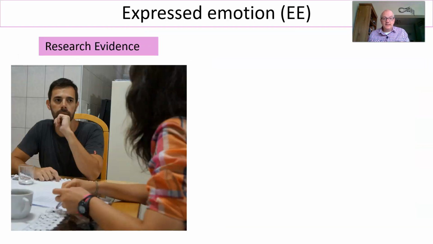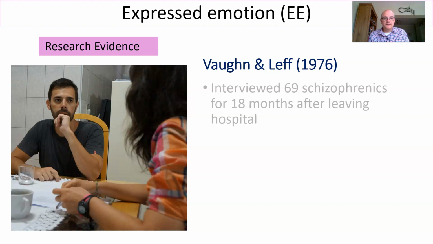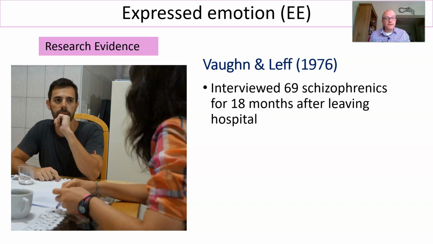Now, our second idea, let's put some research evidence in there. So who's our research study? Now remember, research studies can be used for AO3, which is evaluation, but this is for AO1, which is description. It's just to give you breadth of description, give you a little bit more in there. So Vaughn and Leff is a piece of research we looked at. It's an interview study, 69 schizophrenics.